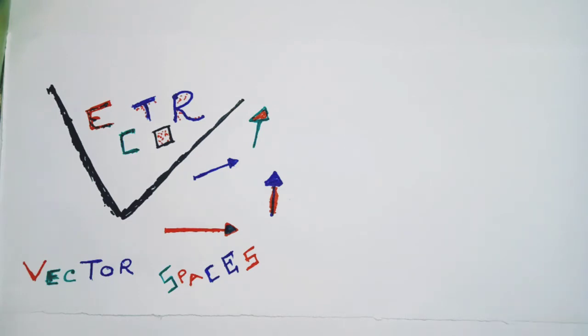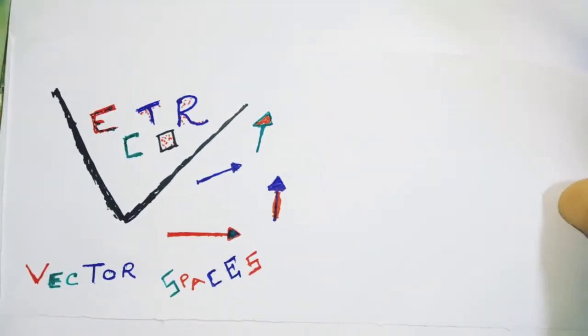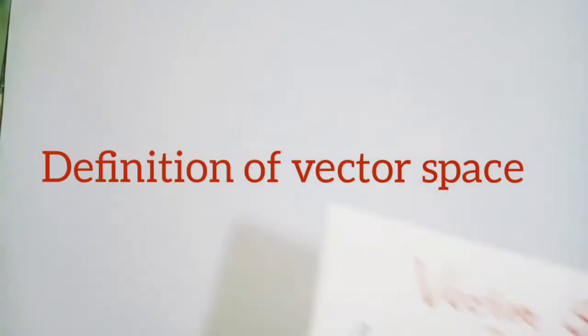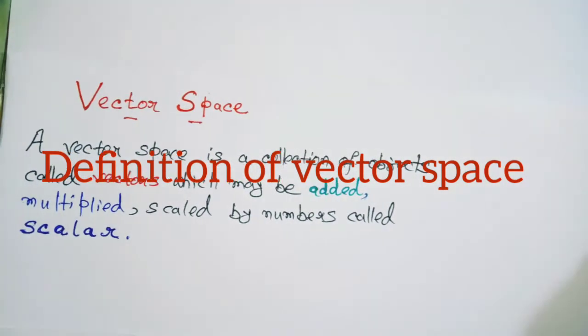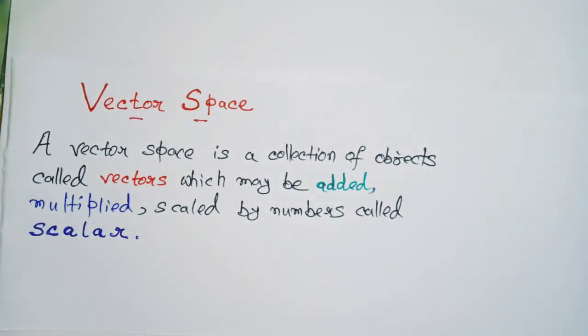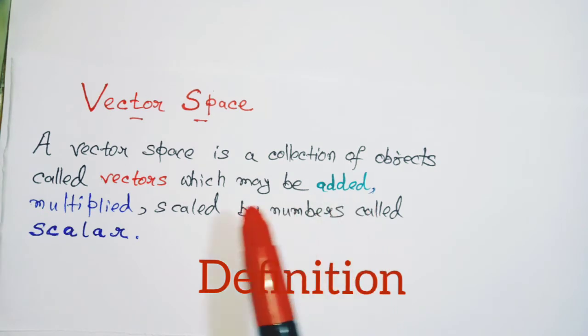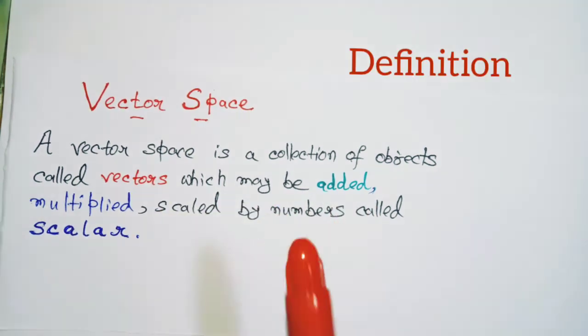We are done with vector addition, multiplication, adding and showing through the tip-to-tail part, right? So now we will deal with vector space. Now what is a vector space? Let us see our basic definition. A vector space is a collection of objects called vectors, which may be added, multiplied, scaled by numbers called scalars.